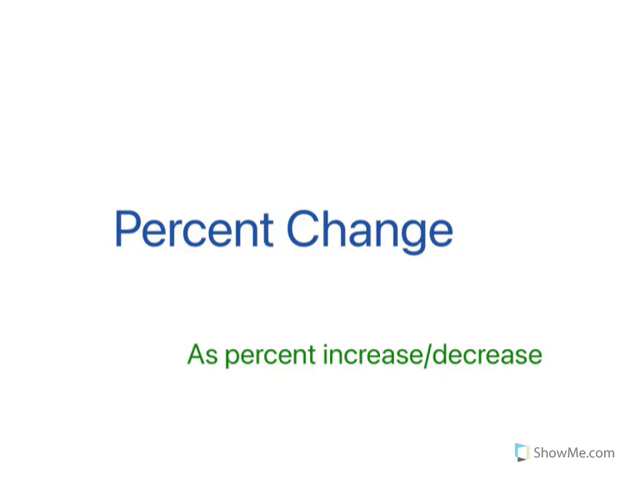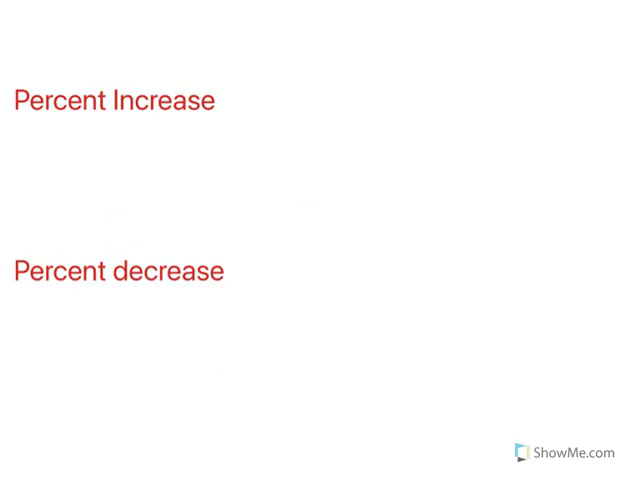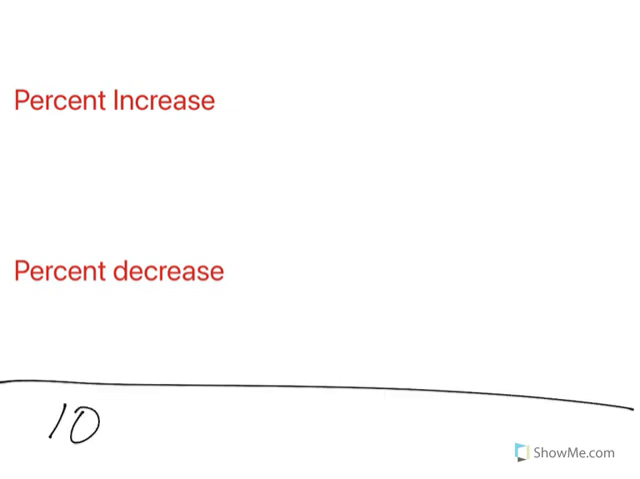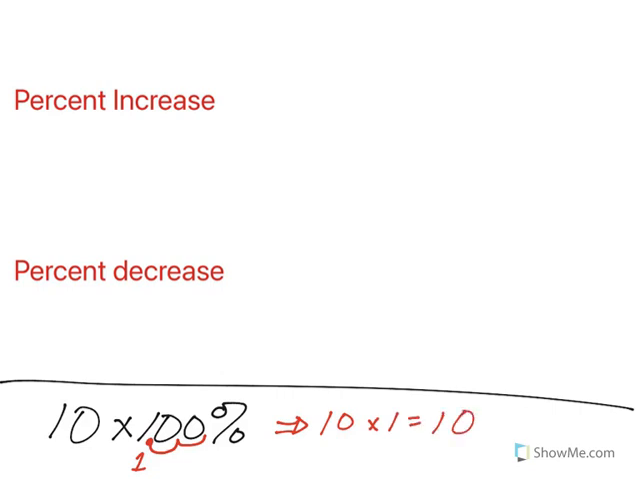We're going to talk about percent change as a percent increase or a percent decrease. First, I want to talk about the status quo. Let's just use the value of 10. If I multiply 10 by 100%, remember that 100%, changed to a decimal, is just 1. So that would be the same as 10 times 1, which is 10. At any point, if we multiply by just 100%, that is just staying the same.